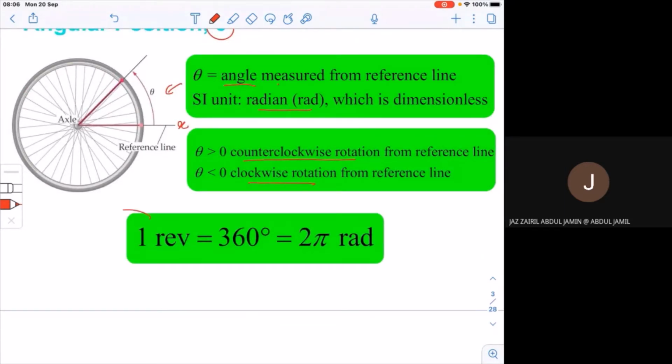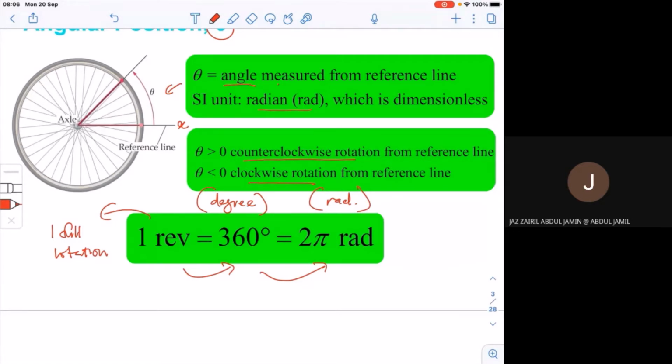One full rotation is called one revolution. That means one full rotation is equivalent to 360 degrees in terms of degree, and in terms of radian it is equivalent to 2 pi radian. So this one is in degree, this one is in radian. You should differentiate between the value in degree and in radian, because radian has its own properties.